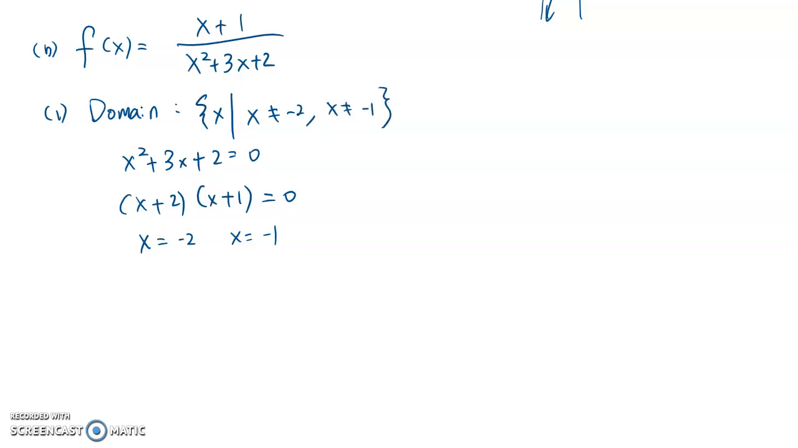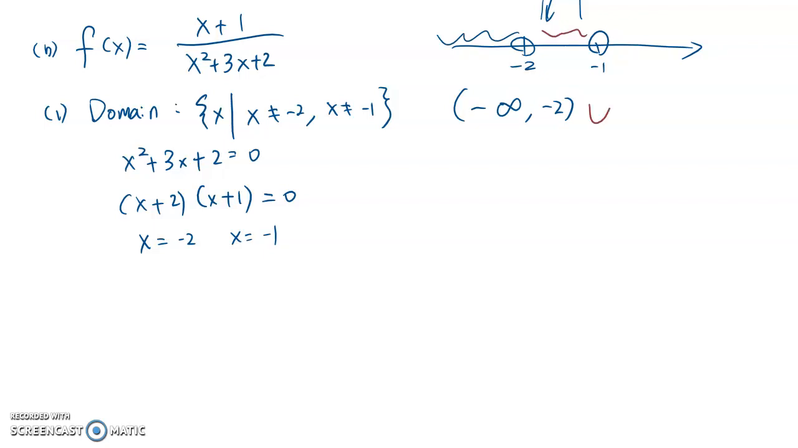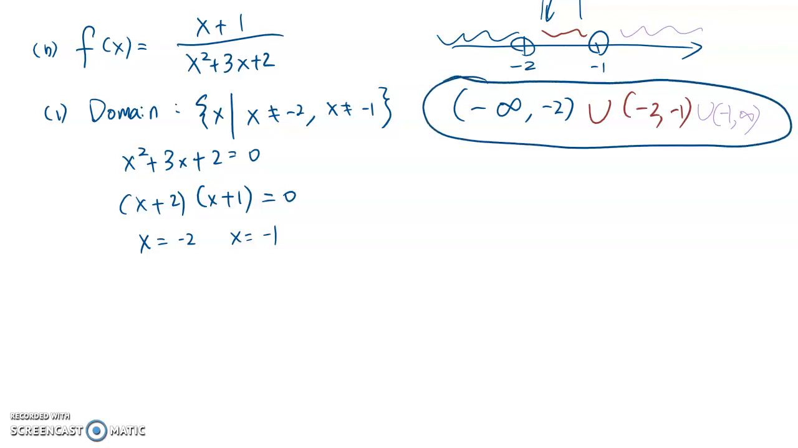If you want to represent it in the interval notation, you will write from -infinity to -2. Let's draw a number line. So it's all real numbers, but these two. Right, so far we have this part, then the middle part, this part. So union, that's from -2 to -1. And then last, this part, that's union from -1 to infinity. So domain in interval notation is this.